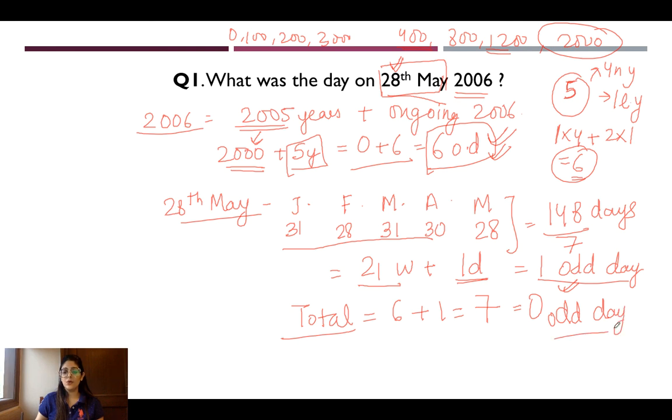Now which day corresponds to 0 odd days? It is a Sunday, and that is your answer. 28 May 2006 was a Sunday, and to check that you can always refer to your calendar.